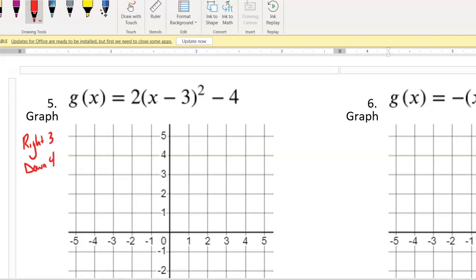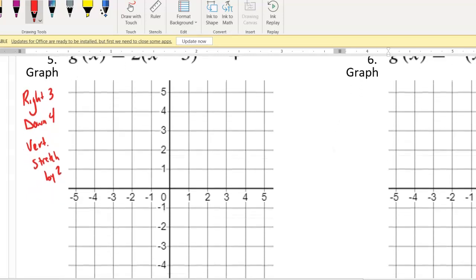And then the 2 means that it's going to be a vertical, I'm just going to abbreviate this, vertical stretch by 2. All right, so I like to do the translations first. We're going to go to the right 3, down 4. Okay, that's what we call our vertex. Now it's going to be vertically stretched by 2. So that doesn't affect the graph horizontally, so we're still going to go to the right one. But instead of going to the right one, up 1, I'm going to double that. So I'm going to go to the right one, up 2 to get that other point.